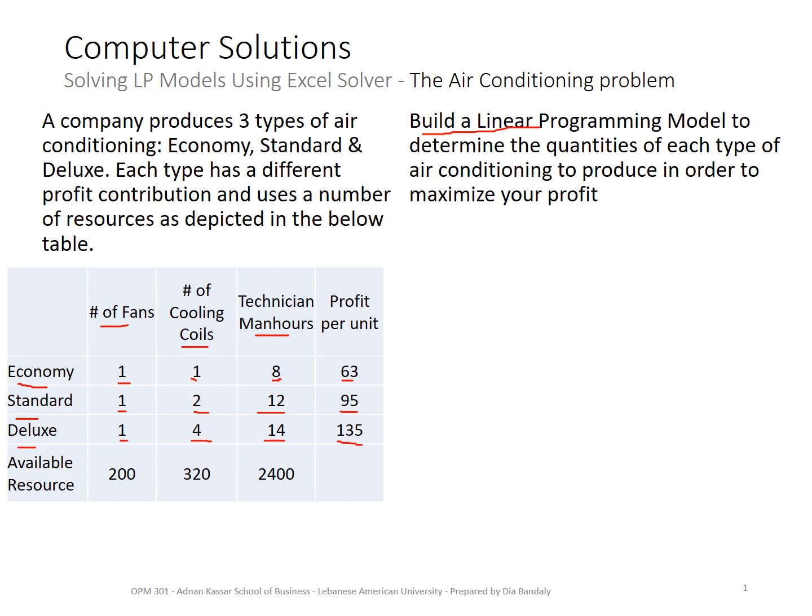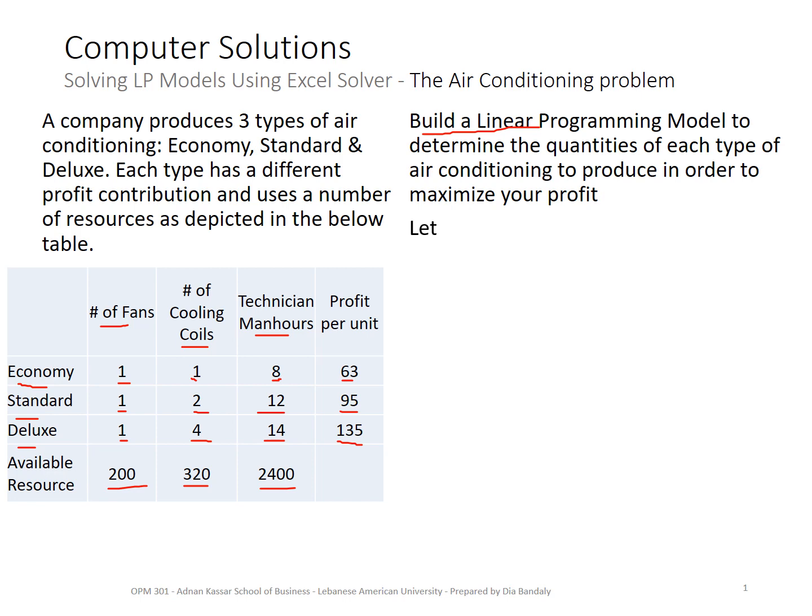Now, what about the availability of our resources? We have only 200 fans available, 320 cooling coils, and 2400 man hours. So how can we first represent this problem in an LP formulation? All right, so let's build the LP.